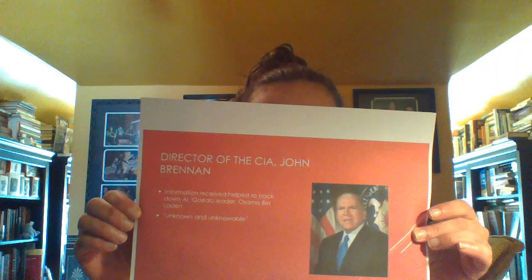So, director of the CIA, John Brennan, has also come back with his own reaction. He claims that the information we received from the terrorists helped to track down Al-Qaeda leader Osama bin Laden, and without that information, we wouldn't have been able to do so. However, the director of the CIA even admits that it's unknown and unknowable if the information could have been received in less extreme interrogation methods.